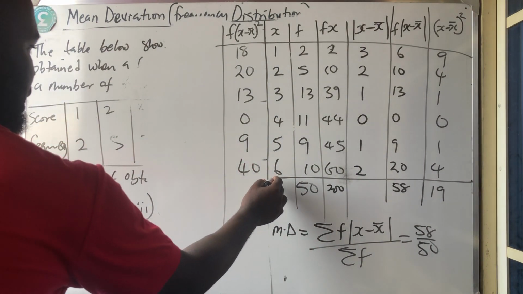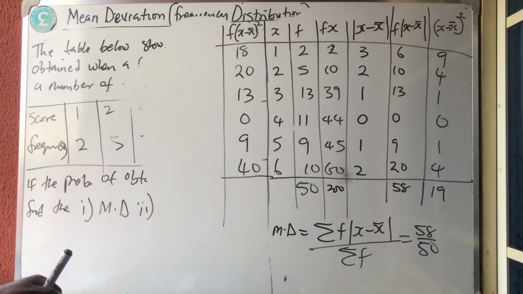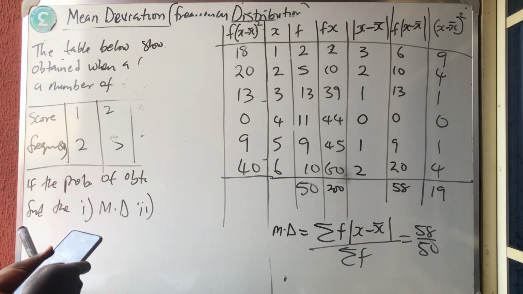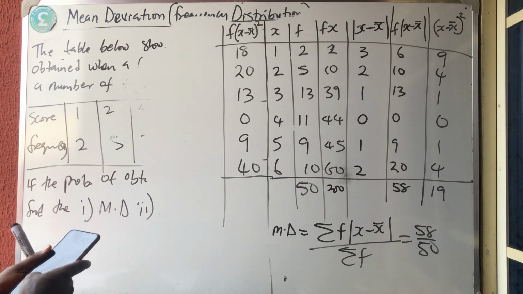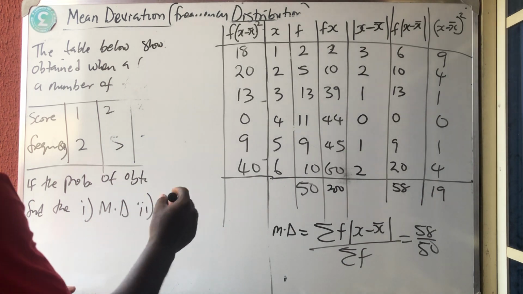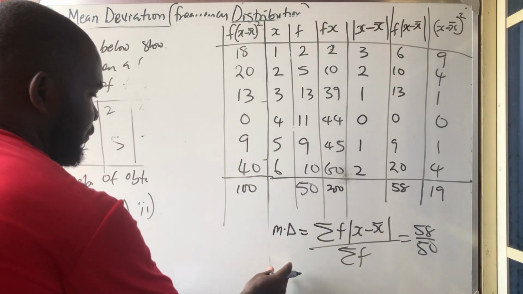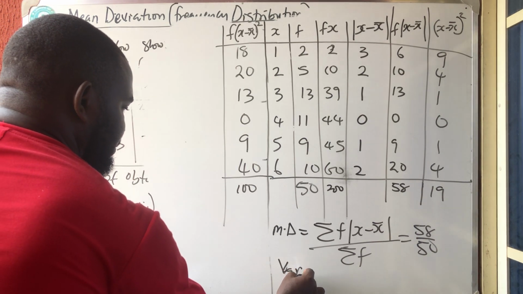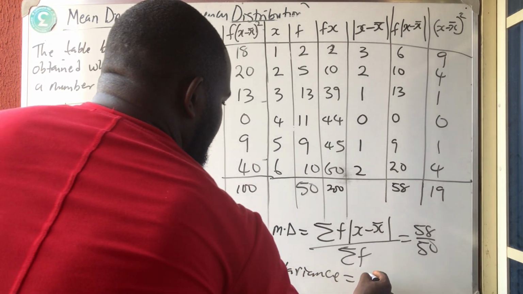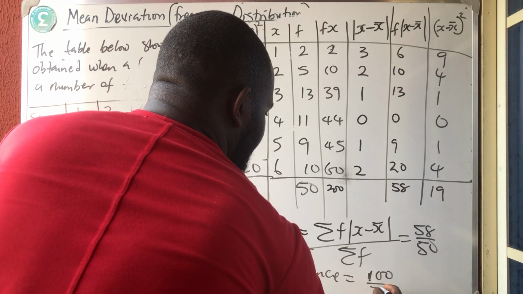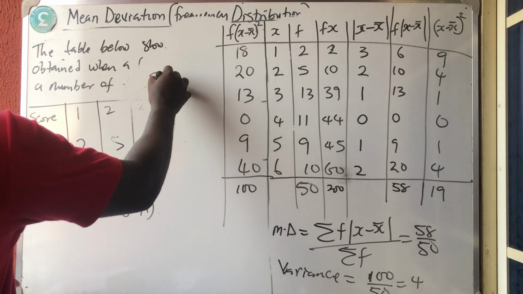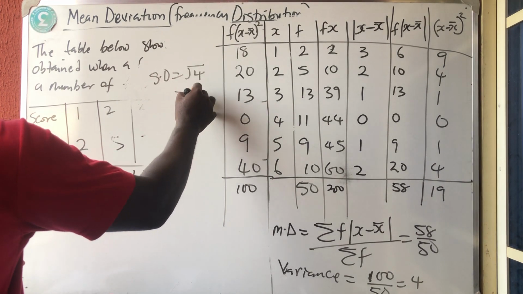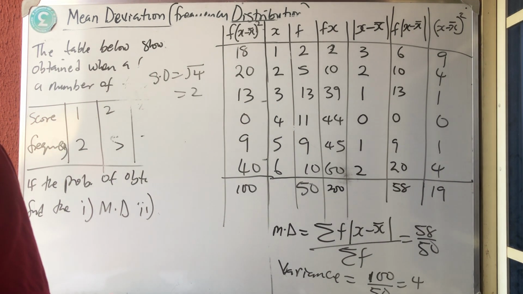Okay, so if you calculate their summation to have 18 plus 20 plus 13 plus 0 plus 9 plus 40. So I'm having 100. So therefore, my variance is equal to 100 divided by 50, which will give me what? 4. So the standard deviation is simply the square root of that 4, which is what? 2. So that is that.